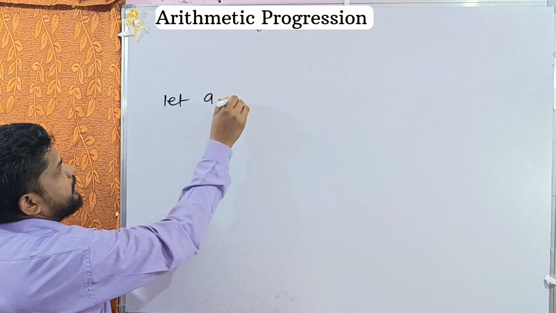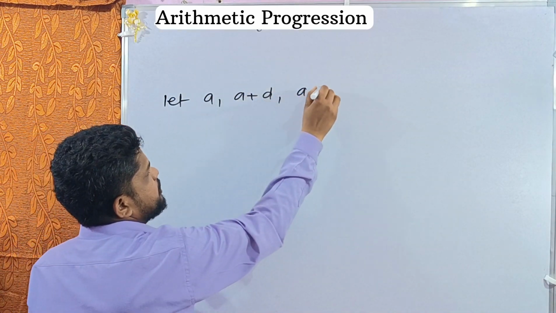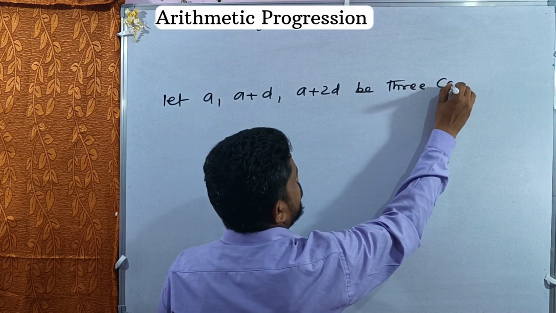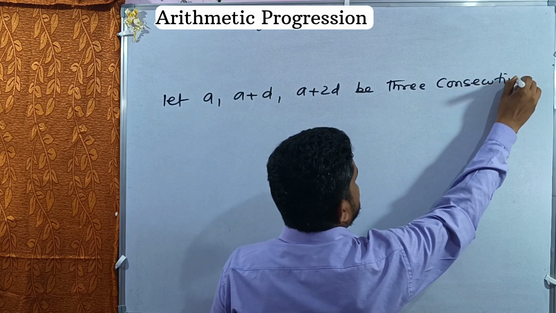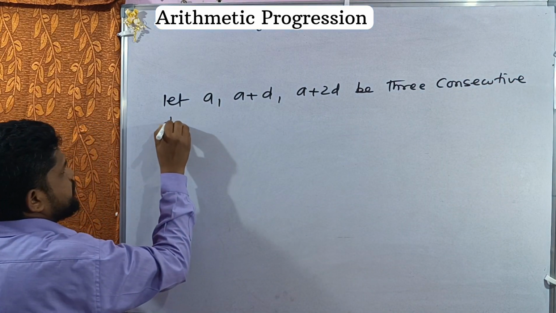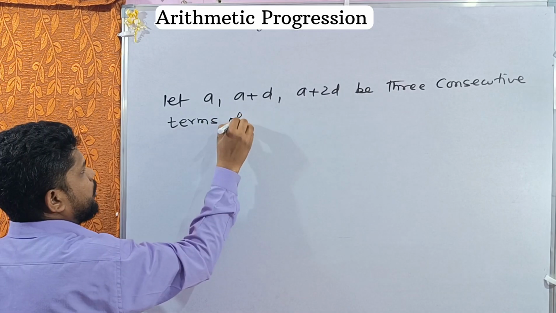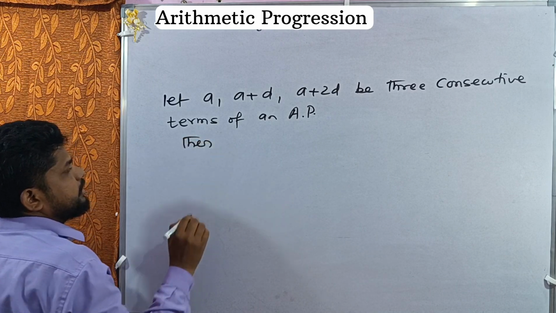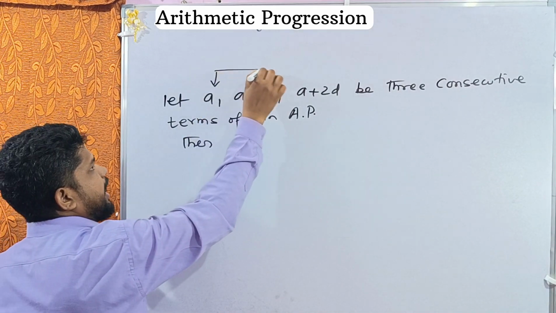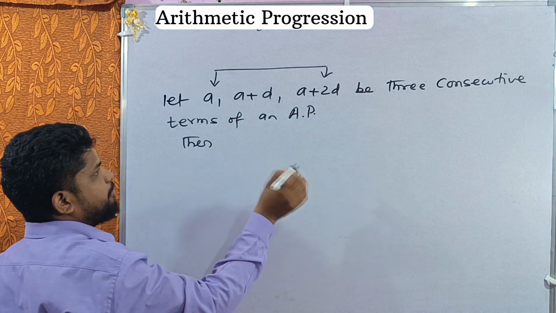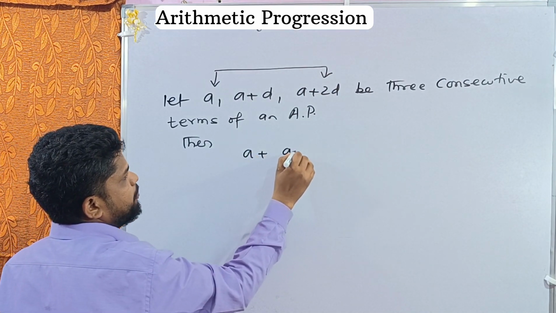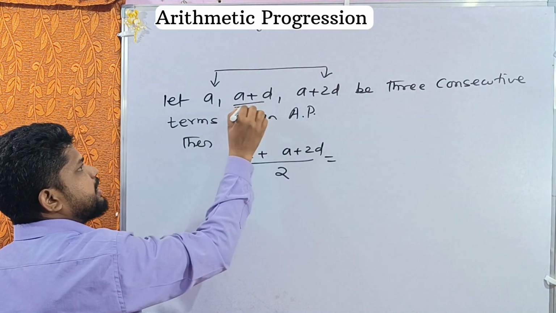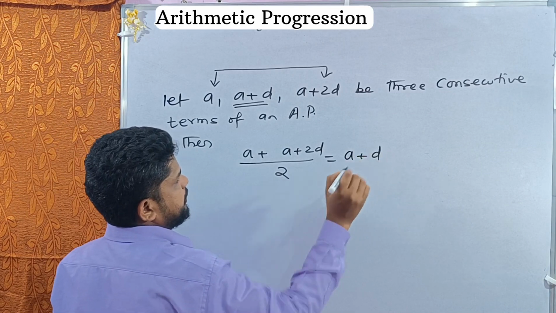Let a, a plus d, a plus 2d be the 3 consecutive terms of an arithmetic progression. Then the sum of first and third divided by 2, that is a plus a plus 2d divided by 2, is always equal to the middle term, that is a plus d.